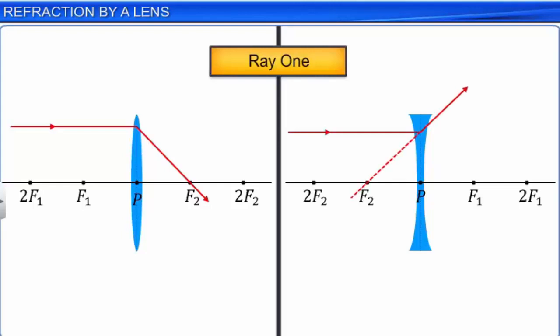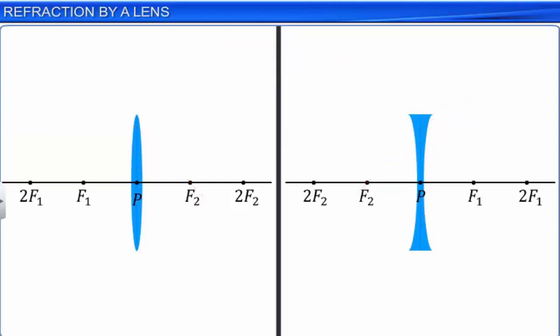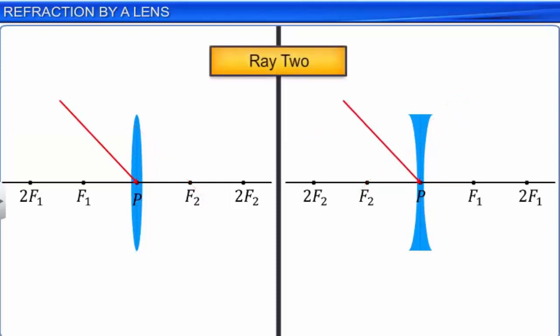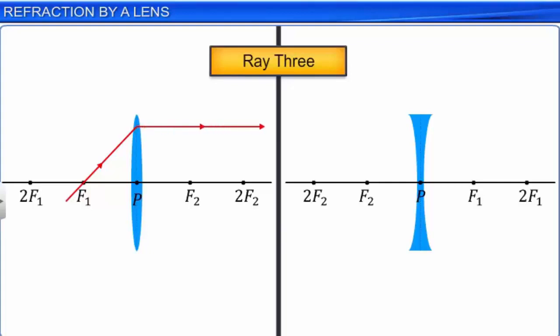If a light ray is directed towards the optical center of a lens, then it passes through the lens without any deviation. If a light ray passes through the first principal focus of a convex lens, then after refraction it passes parallel to its principal axis. In case of a double concave lens, if a ray of light appears to converge onto the first focal point, then after refraction it becomes parallel to its principal axis.